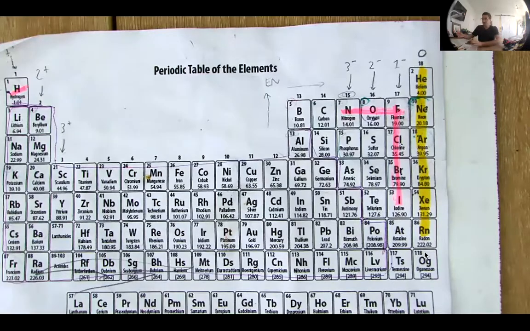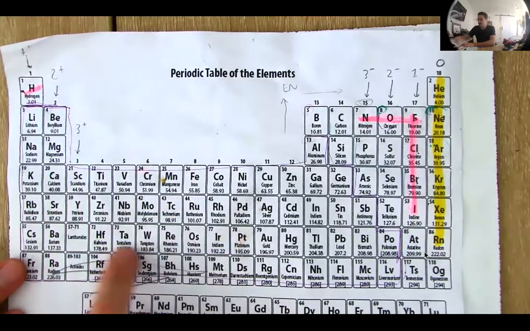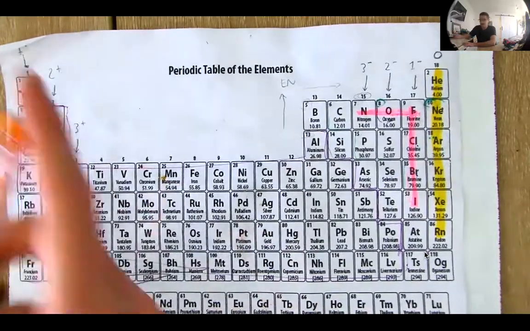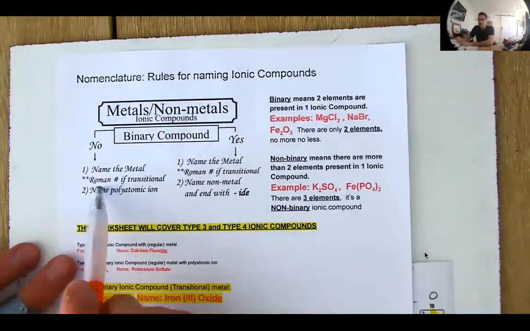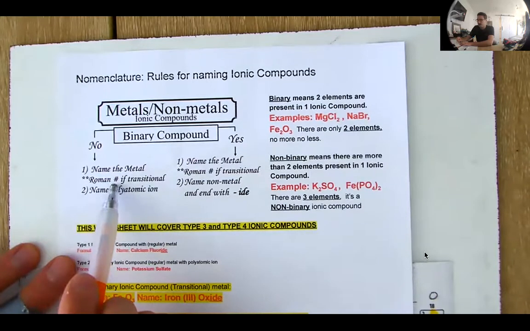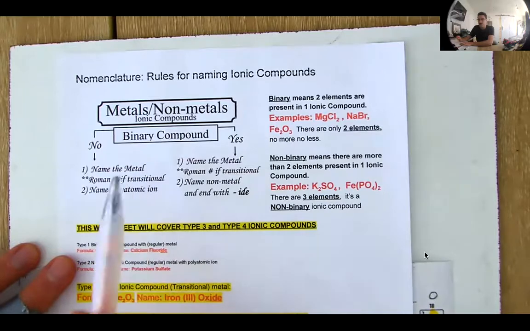If you haven't noticed, we never really talk about this section in the middle. Well, now we are. This section in the middle is called the transitional metals, and that's what the notes mean when it says Roman number if it's a transitional. It means you have to include a Roman number if the metal is a transitional metal.